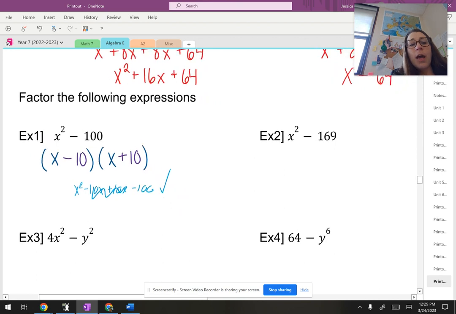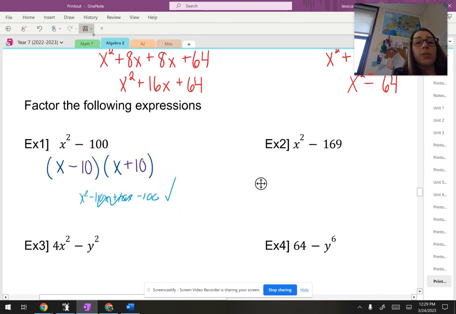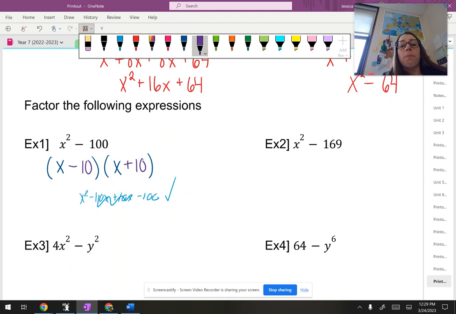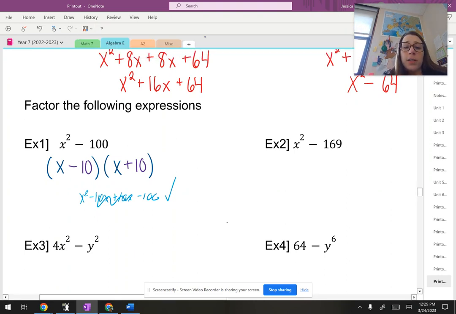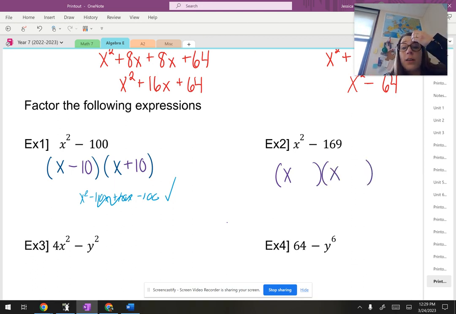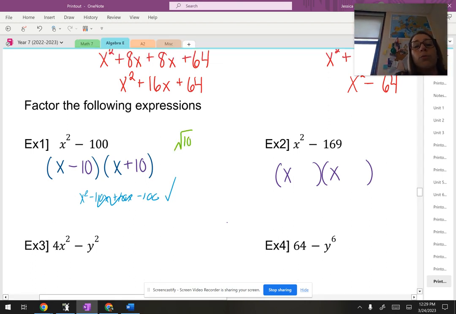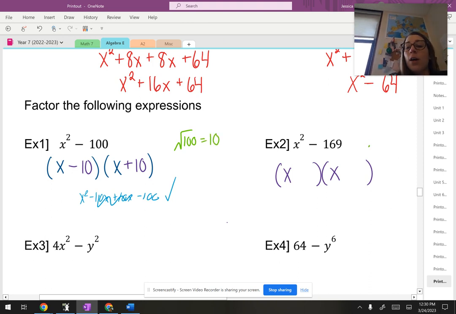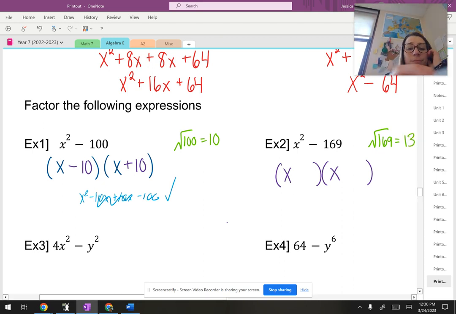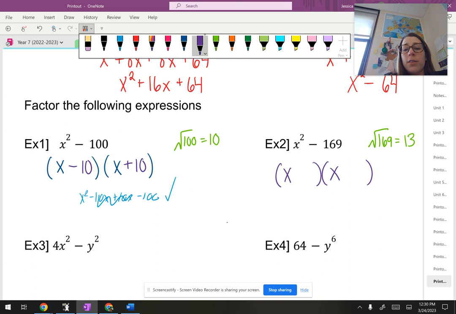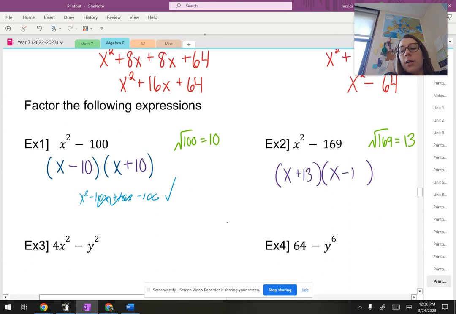So I'm not going to make you check all of them, but it is worth knowing that you can make sure you have the correct answer. So example 2, same kind of process here. I've got x times x, because that's the only way to get to x squared. And now 169. What are we doing to 169? What did we do to 100 to get 10? And what you might have noticed is that we are square rooting 100 to get 10. We're square rooting 169 to get 13. Therefore, that would give us x plus 13 and x minus 13.